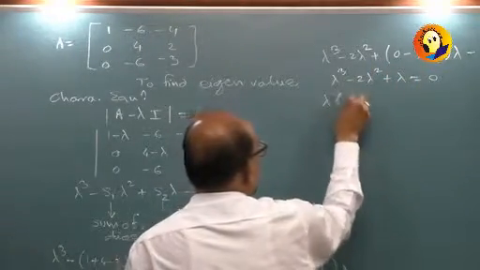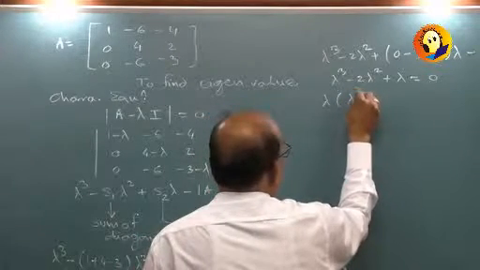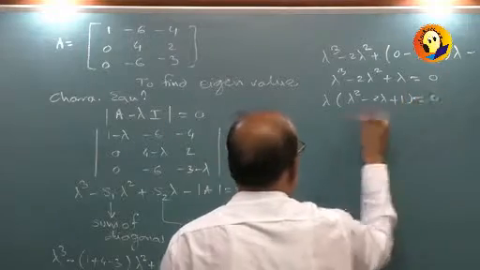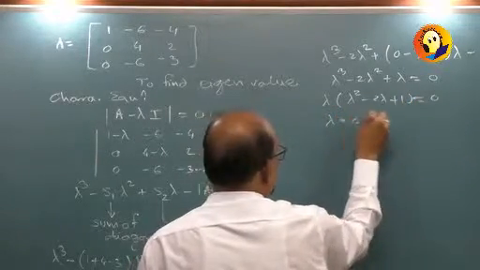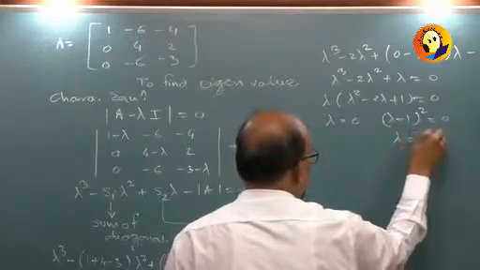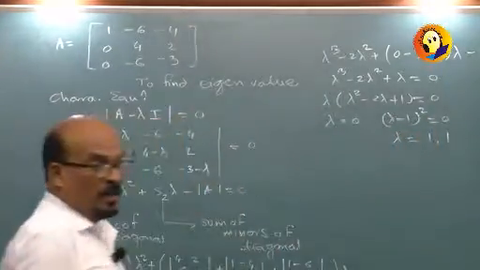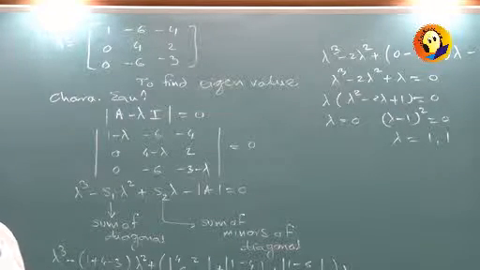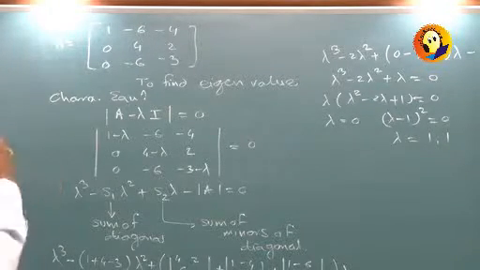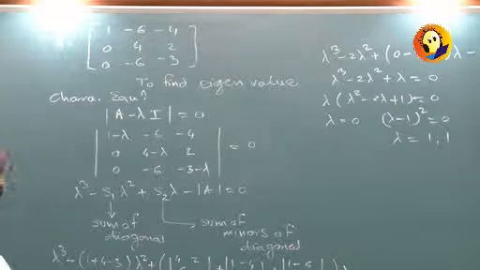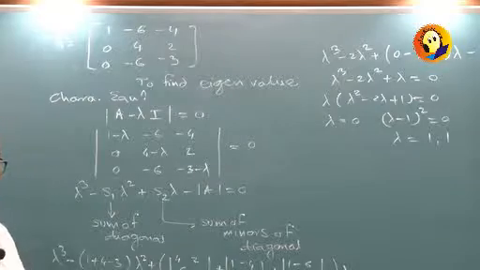So it is lambda into bracket lambda square minus 2 lambda plus 1 equal to 0. So lambda equal to 0 and lambda minus 1 bracket square equal to 0. So we get lambda equal to 1, 1. Now this is the first case where the eigenvalue is repeating. Up till now we never had any problem where the eigenvalue was repeating. All the three values were different.